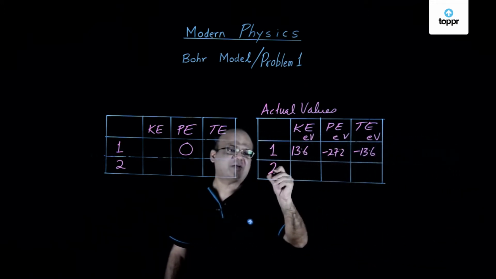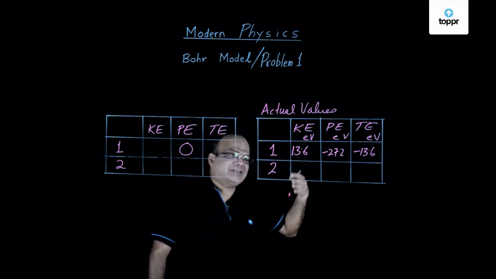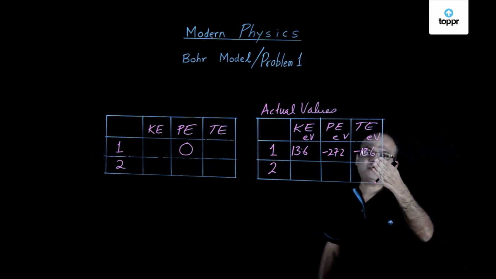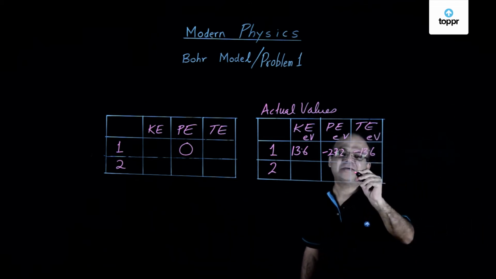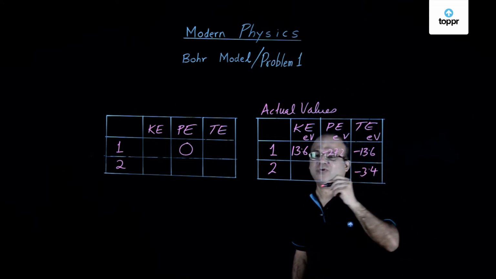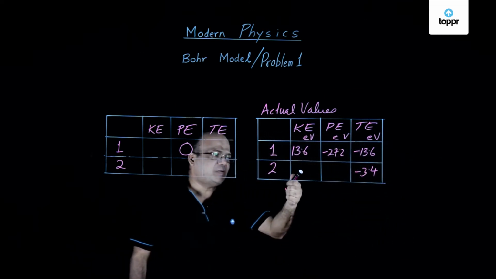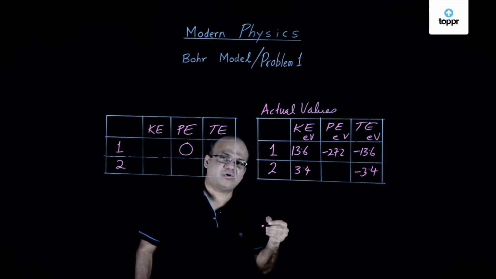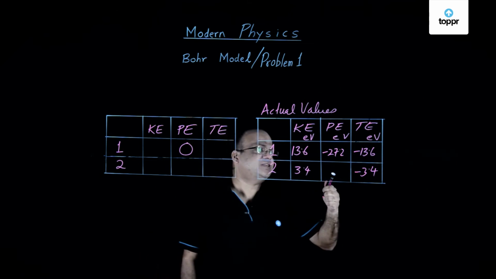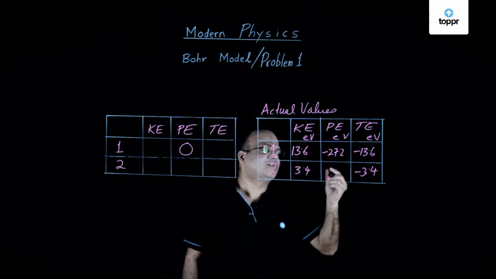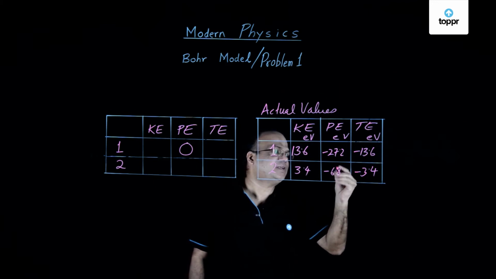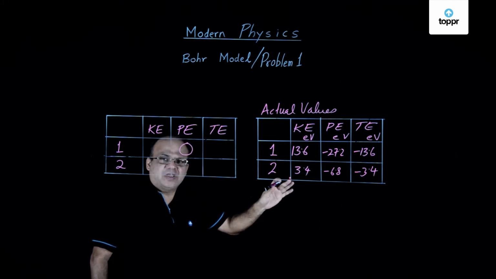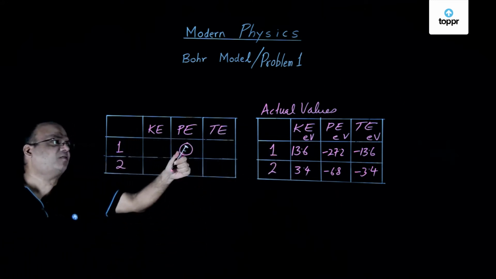What about the second orbit? Energy in the nth orbit is E1 by n square. So divide this by 2 square. So what will you get? Minus 3.4 electron volt. And kinetic energy will be minus of this, therefore 3.4 electron volt. And potential energy is double of this, so we get minus 6.8 electron volt. These are actual values. But now in the problem it is told that this is 0.